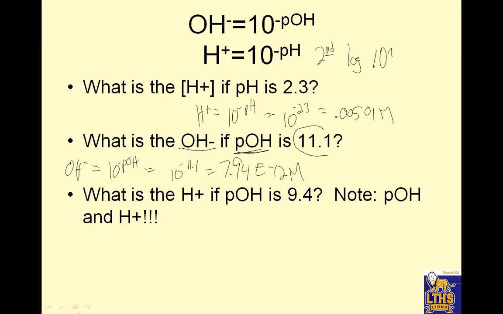Okay. Notice how this is not very basic because the number's big. Remember, small pOHs mean very basic. So this is a small number. It would be 0.1, 2, 3, 4, 5, 6, 7, 8, 9, 10, 11, 794. Oops.